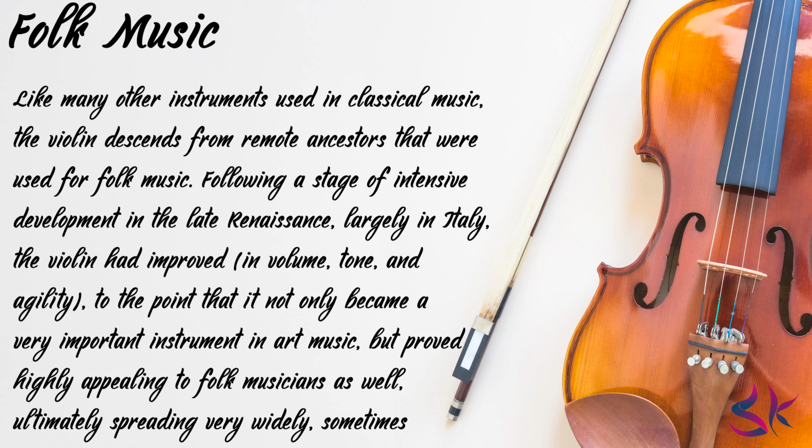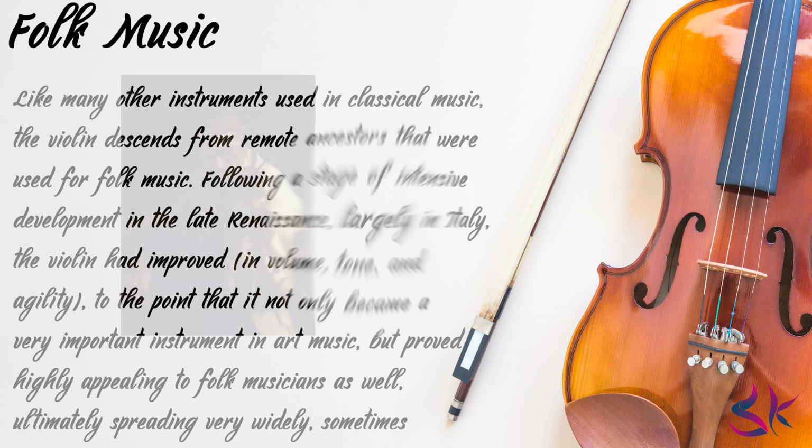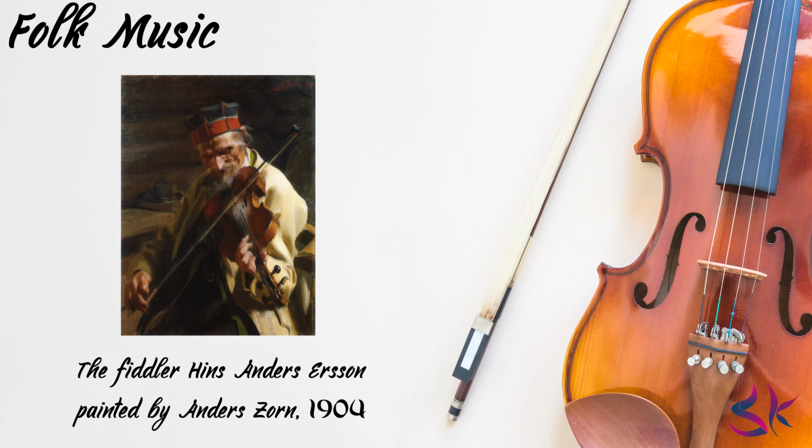Following a stage of intensive development in the late Renaissance, largely in Italy, the violin had improved in volume, tone, and agility to the point that it not only became a very important instrument in art music but proved highly appealing to folk musicians as well, ultimately spreading very widely, sometimes displacing earlier bowed instruments. Ethnomusicologists have observed its widespread use in Europe, Asia, and the Americas.